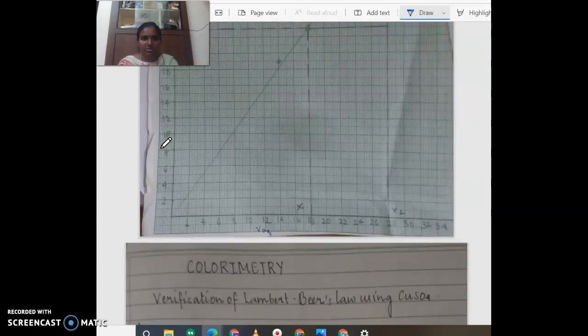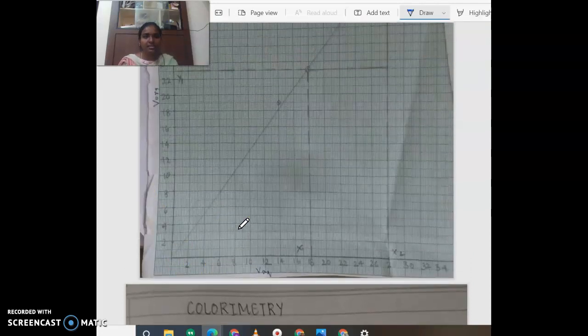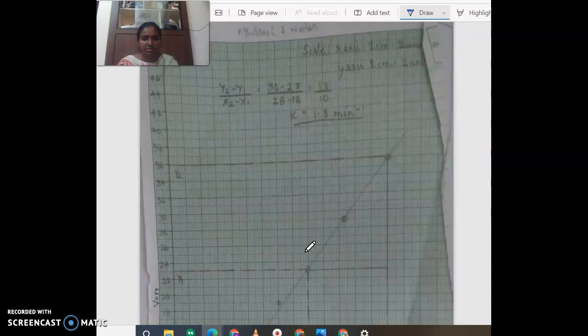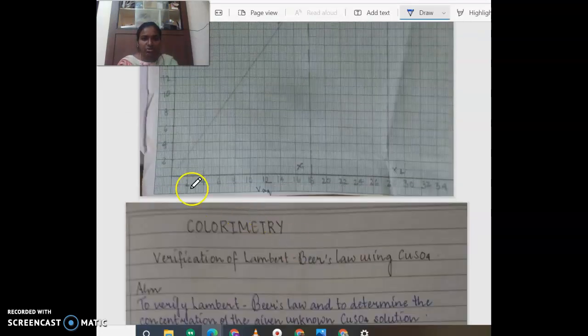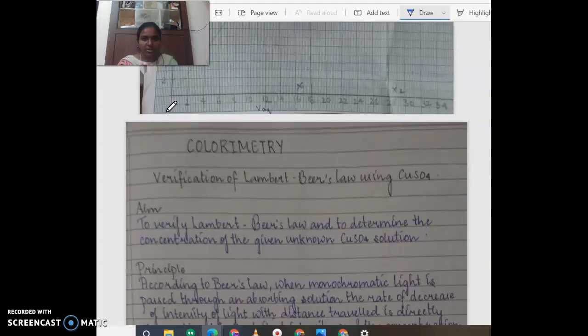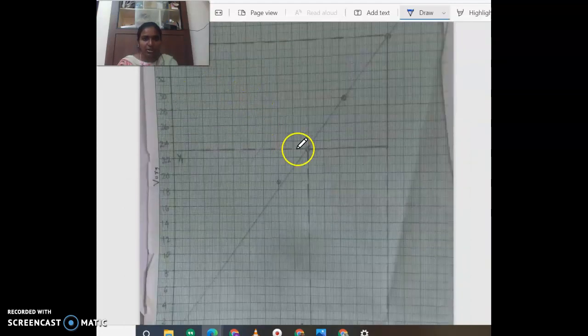Here we took a scale of 2, 4, 6. Always when you are taking a scale, see what the minimum and maximum values are. Here the maximum is 37 and the minimum is 13. We took the scale equally, 2, 4, 6, 8, 10, 12, 14, 16, 18, like that, and the same scale on the y-axis, and we plotted all the points.